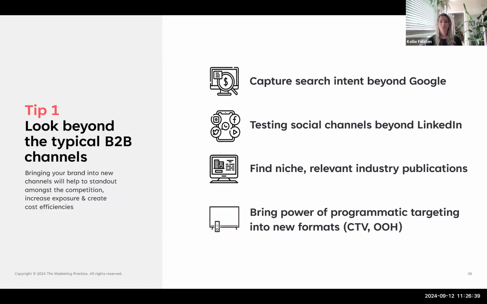And then another big one is bringing the power of programmatic targeting into new formats. We typically have display ads always running, but it is very easy within programmatic platforms to apply that same B2B targeting into different formats. So thinking things like connected TV and even out of home placements related to your target accounts and different areas of concentration for things even like events.